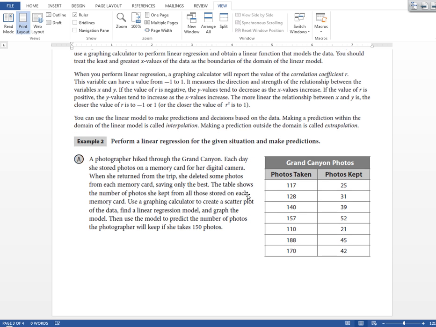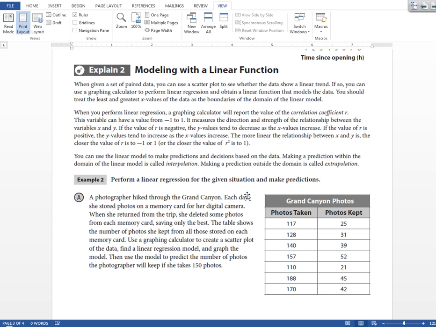So let's take this here. What are we trying to find here? A photographer hiked through the Grand Canyon. Each day she stored photos on a memory card for her digital camera. When she returned from the trip, she deleted some photos from each memory card, saving only the best. The table shows the number of photos she kept from all those stored on each memory card.